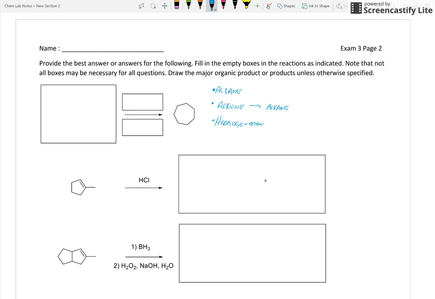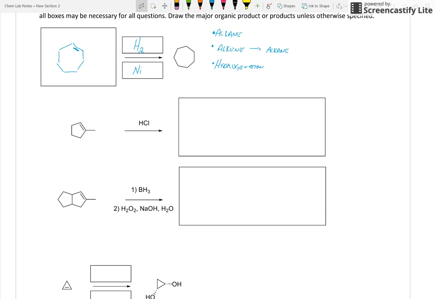And that is simply where we have H2, and we have some kind of catalyst. We'll pick nickel today. That should be just fine. And so then we just find a double bond somewhere on this ring. Again, it doesn't matter where that double bond is, just a double bond somewhere on that ring. Okay? Good.